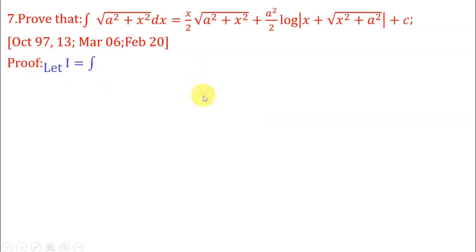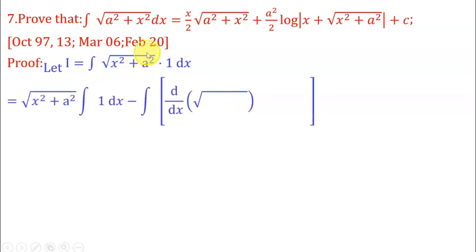We apply here the integration by parts. A similar formula we have seen in the previous example. I is equals to integral in root of x square plus a square into 1 dx. Now what is the first function here? That is in root of x square plus a square.